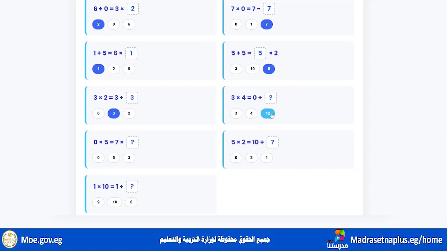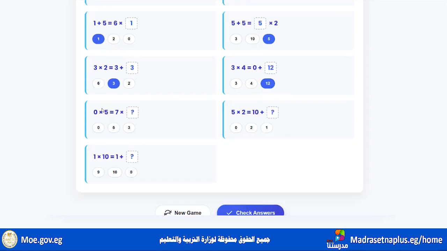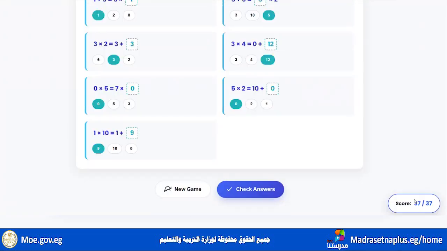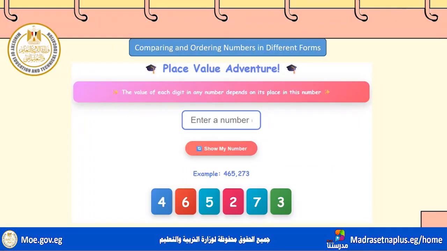Double. 12. Any number times 0 equals 0. So the left side is 0. Right side must be 0. This is what? 5 times 2 equals 10. 10 and what equal 10? 10 and 0. 1 times 10 equals 10. So 1 and 9 equals 10. Check. We got all. Compare and order in different forms.